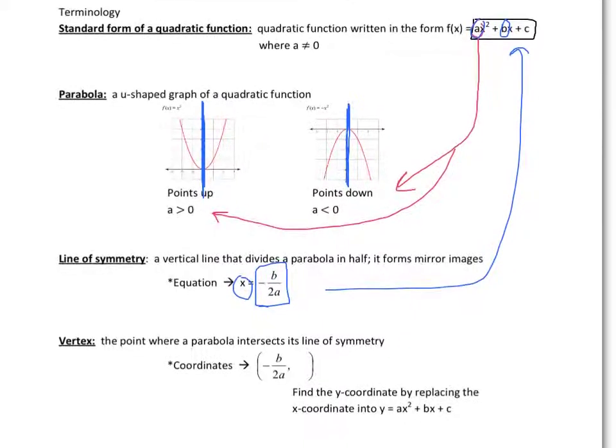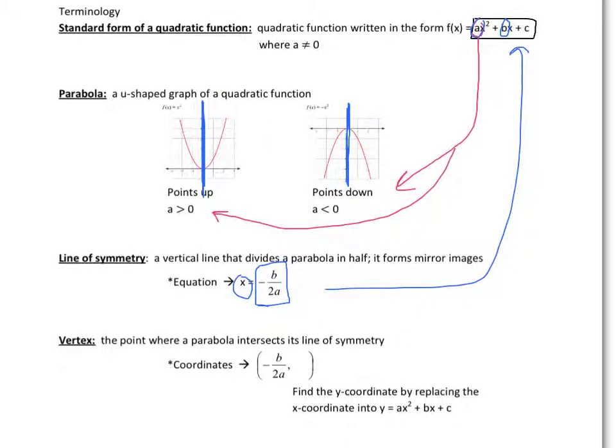Another characteristic, or term, is vertex. Vertex is the point where a parabola intersects its line of symmetry. So in this graph up here, this would be considered the vertex, and then this would be considered the vertex. Now notice that you could also describe a vertex as where the parabola stops going down and begins going up, or stops going up and begins going down. So if you found your path to be going down, down, down, down, down, hit your vertex, now it's going up. Or it's going up, up, up, up, up, hits the vertex, and now it's going down.